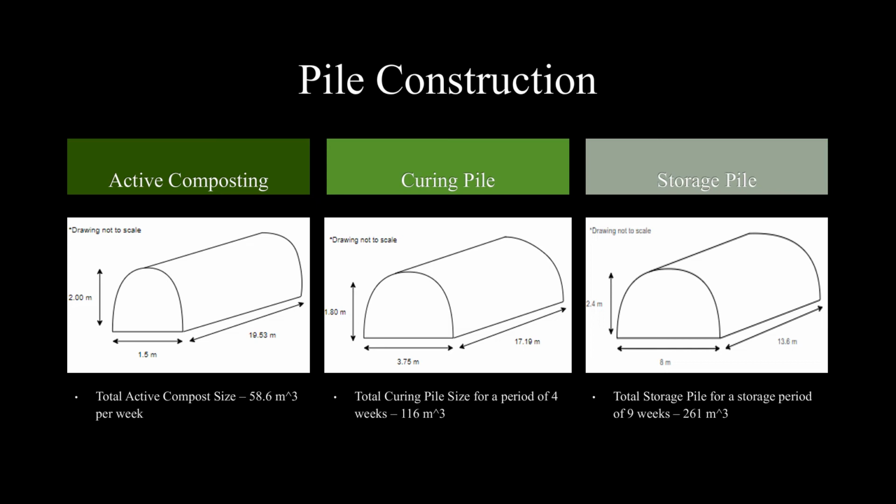The storage phase will be an accumulation of compost after the curing stage is finished. Here, the compost will sit for an additional 9 weeks to ensure the compost is fully mature. The total volume for the 9-week period of compost will be 261 meters cubed, where the dimensions of the storage pile are 2.4 meters in height, 8 meters at the base, and 13.6 meters in length.